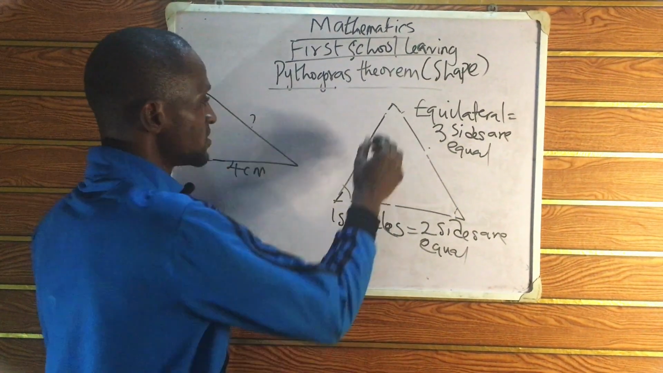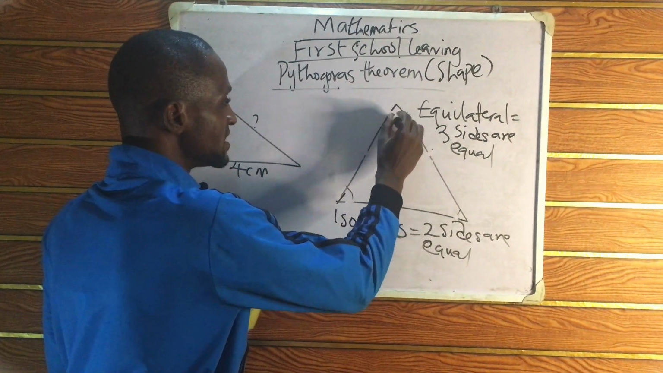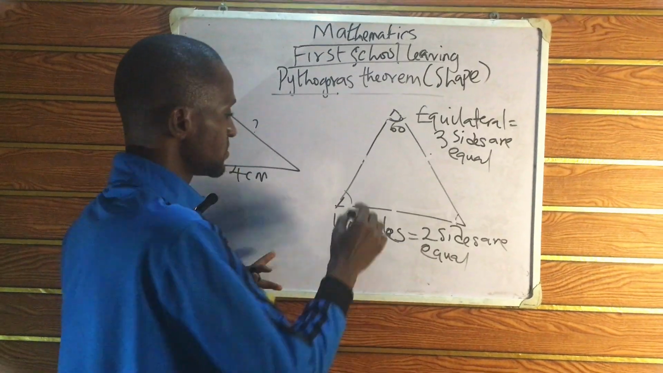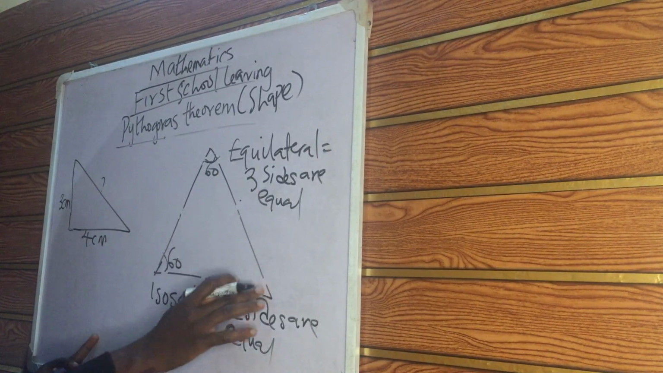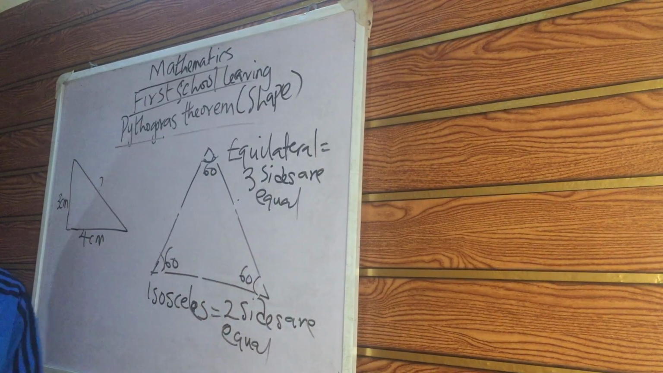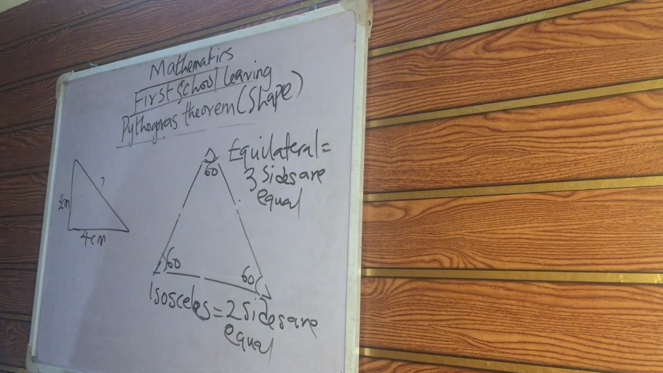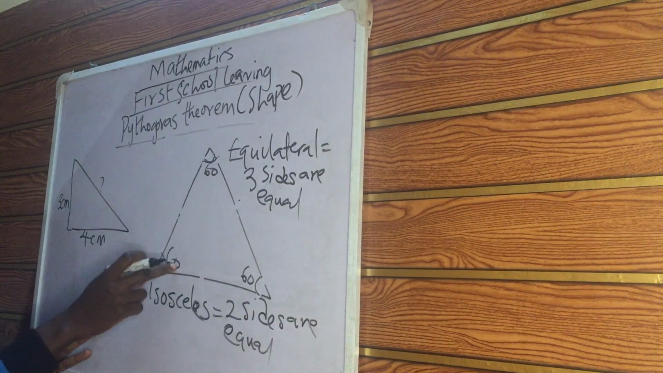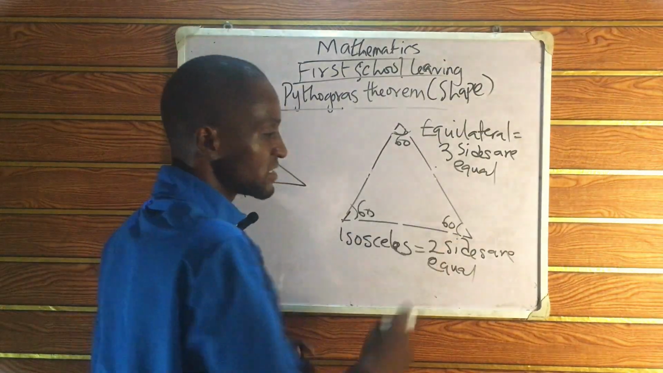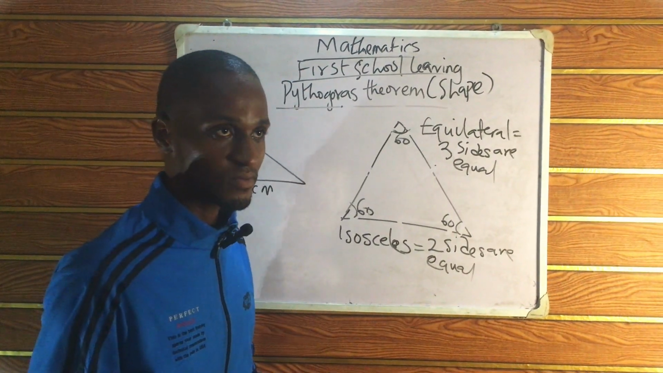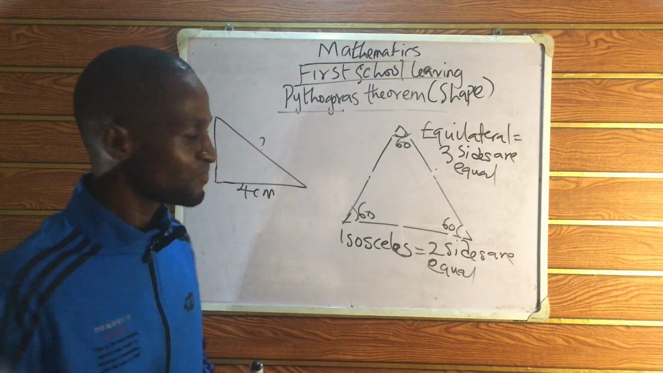It's equilateral. Here now is 60. I'm talking about equilateral now. Here is also 60. Here is 60. Remember, the sum of the angles of a triangle is 180. So if you say 60 plus 60 plus 60, it is 180. That is what we call equilateral triangle.